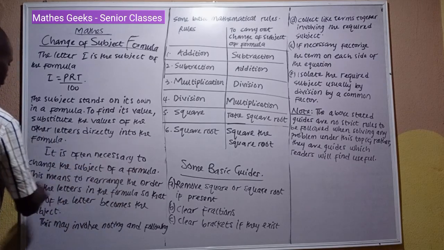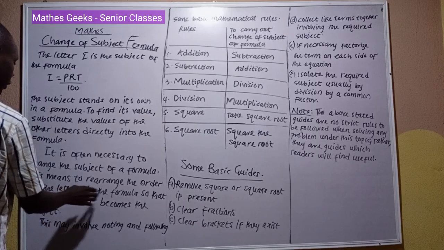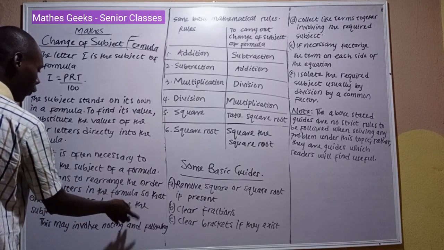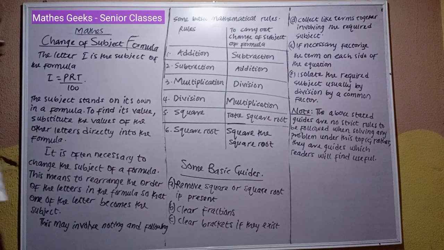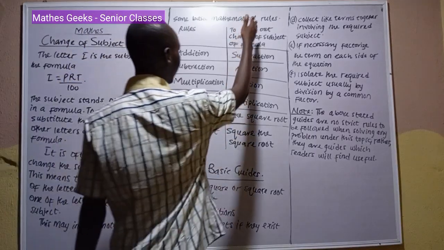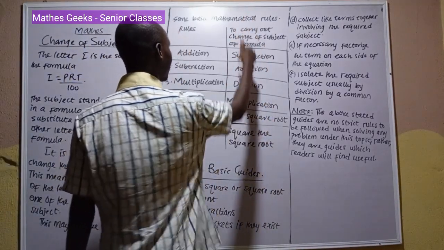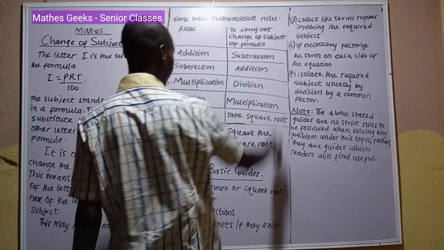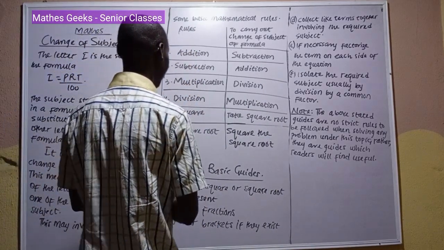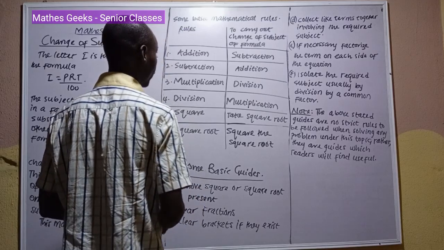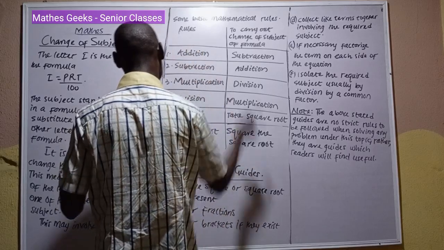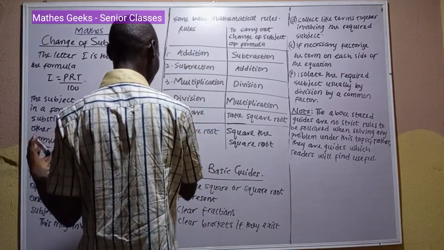Change of subject of formula means rearrange the order of the letters in the formula so that one of the letters becomes the subject. This may involve noting and following some basic mathematical rules. So let's look at the rules, and what you should be doing when you're going to carry out change of subject of formula. For instance, if the particular equation has addition, for you to carry out change of subject, you must subtract. So you are just going to do the opposite of what you have in that equation.